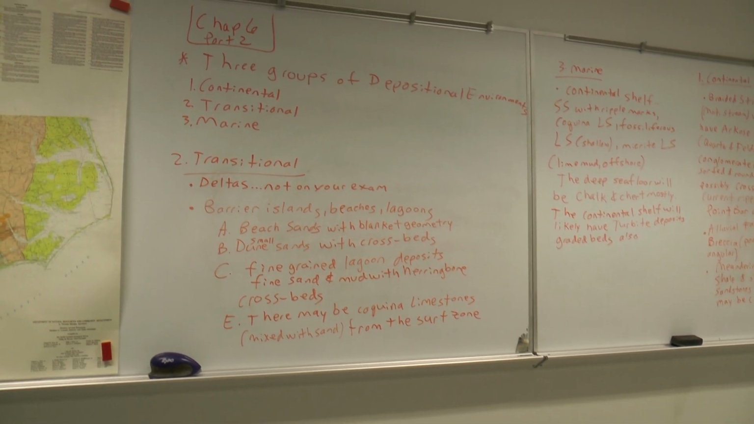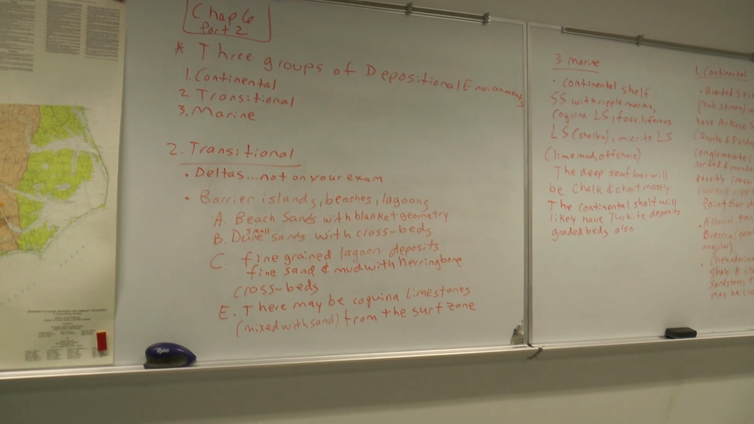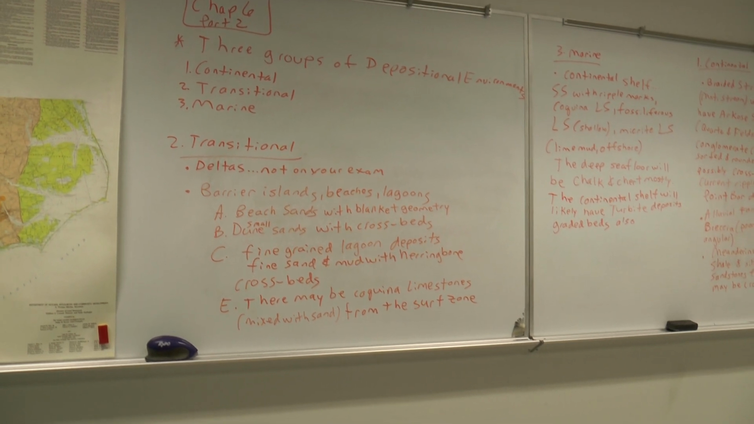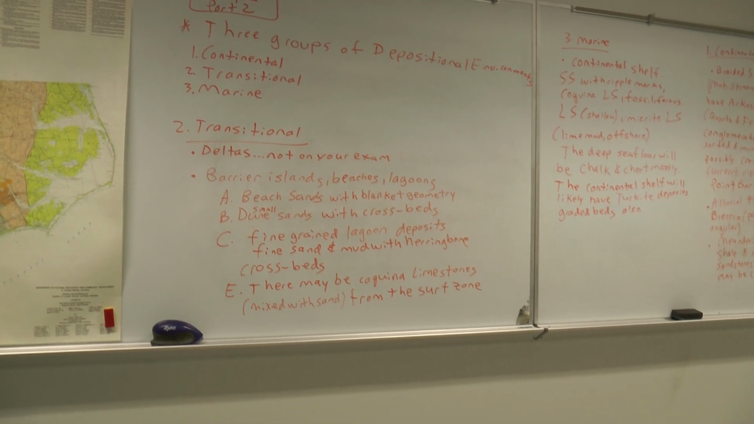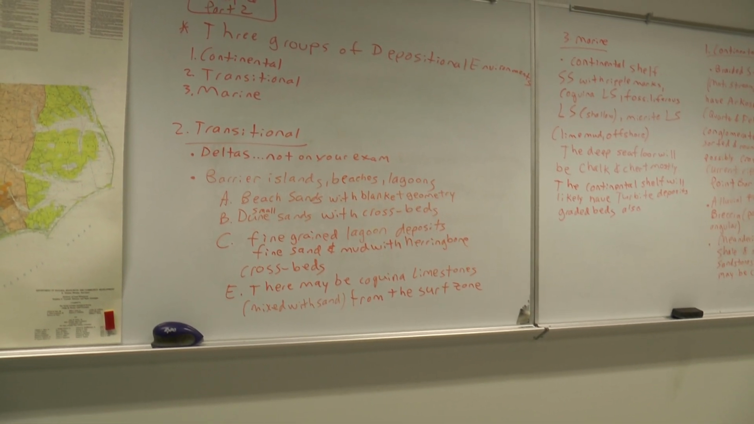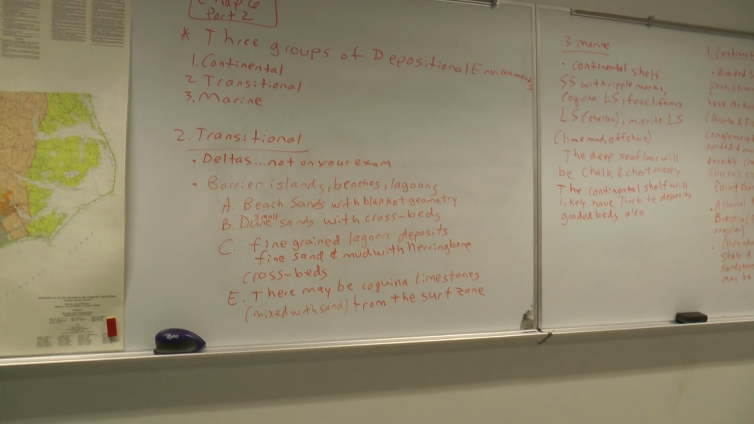Okay, so what kind of things are we going to find there? We're going to find A, beach sands with blanket geometry, the big flat geometry of a beach. B, small dune sands.